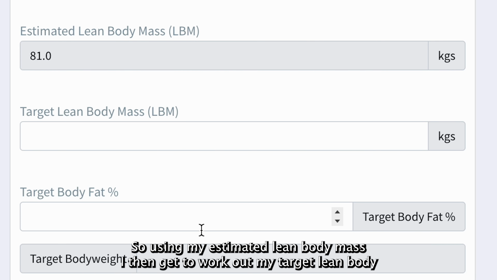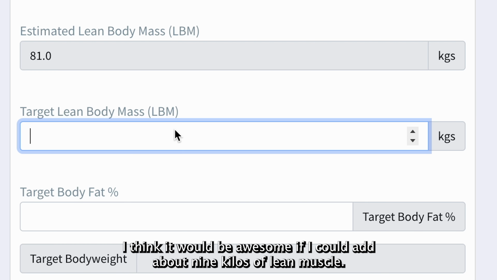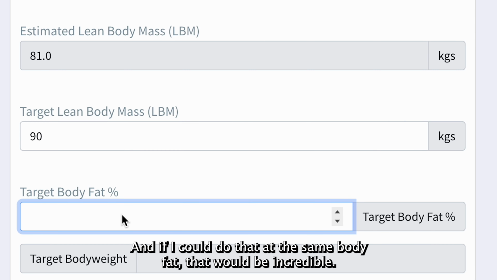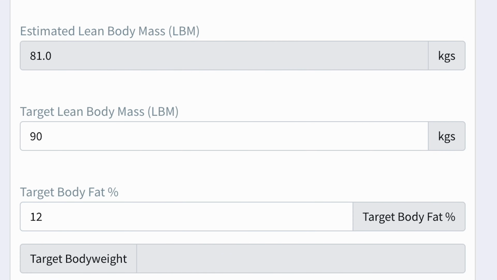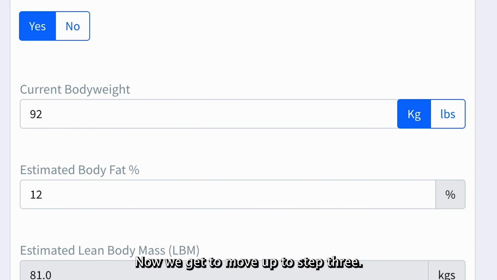Alright, so using my estimated lean body mass, I then get to work out my target lean body mass. Now, I think it would be awesome if I could add about 9 kilos of lean muscle, so I'll put 90 kilograms, and if I could do that at the same body fat, that would be incredible. So, it gives me my target body weight of 102.27 kilograms. Now, we get to move up to step 3.